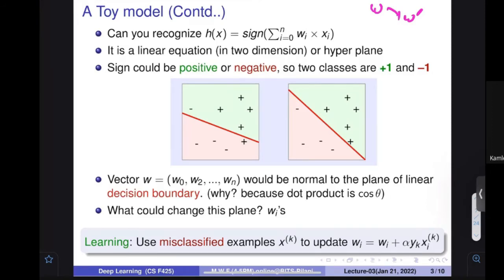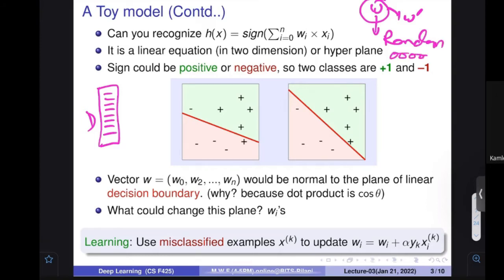Once again, you have a database. In the database, there are multiple examples that are given to you. You pick any random values of W, or if you don't like it, put all the W's equal to 0, 0, 0, 0. You start with this, and then there would be an equation. On this equation, you can check for all the data points what their classification is.